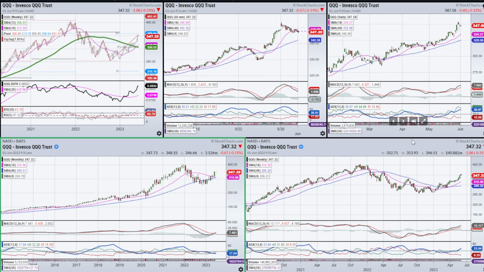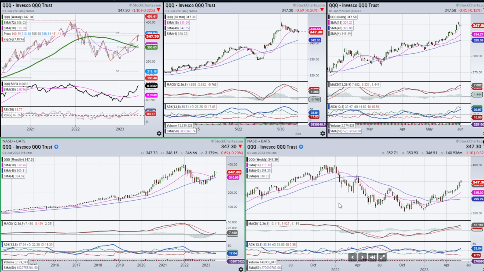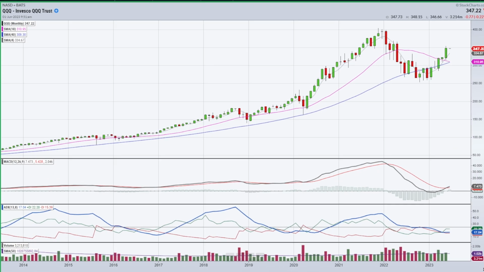Okay, so as we get into the symbols now, I'm going to start with the QQQ. I am going to look at a few of the sectors just to show something, and then we'll get into the individual stocks. So we start with the QQQ again. I want to kind of keep track of this just based on what's taking place. And the point I really wanted to get across here is on a monthly chart, we crossed a declining 18-month line.